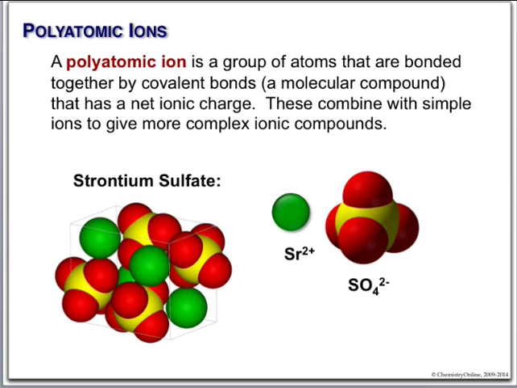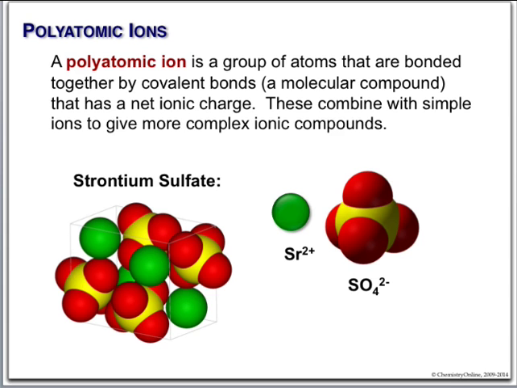So just like we pair up a sodium and a chloride, here we can pair up a strontium and a sulfate, and we make what's called strontium sulfate. In sodium chloride, we had the sodium and the chloride like that. Same sort of thing here. We have the strontium and the sulfates held together by electrostatic attraction.